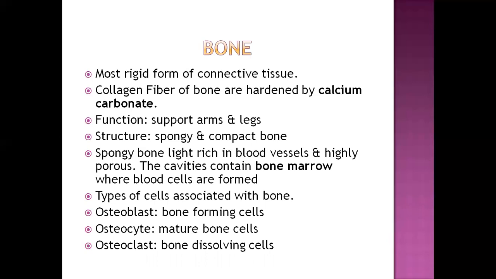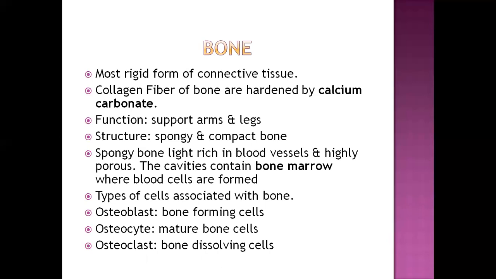There are two parts of the bone, that is spongy bone and the compact bone. Spongy bone is lighter and rich in blood vessels and highly porous. The cavities contain the bone marrow where blood cells are formed. There are three types of bones which are osteoblast and osteocyte and osteoclast.